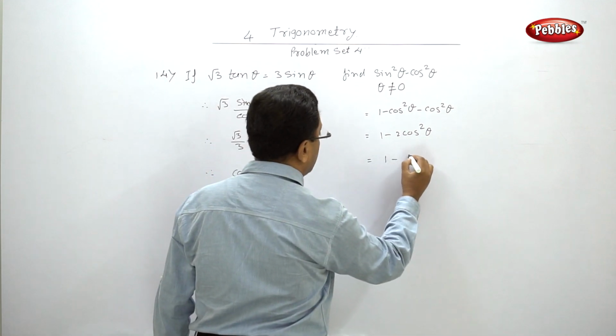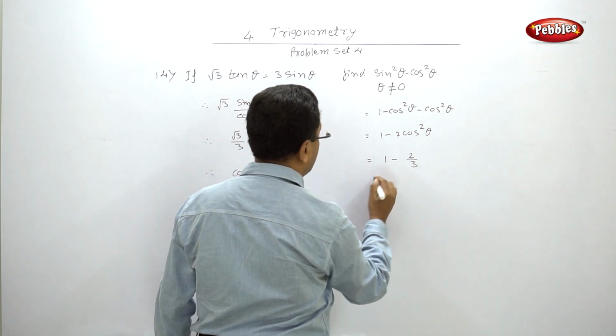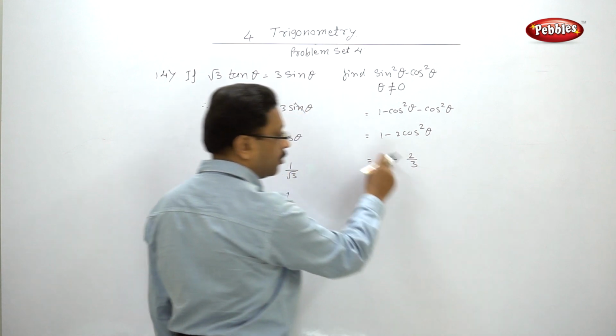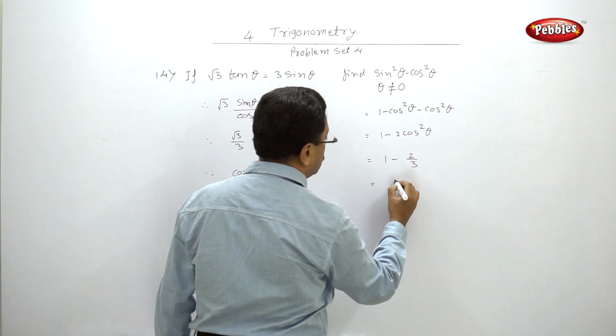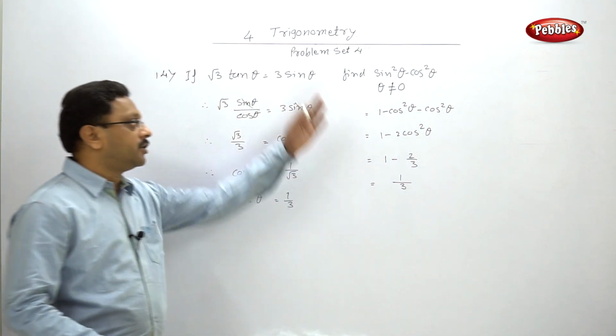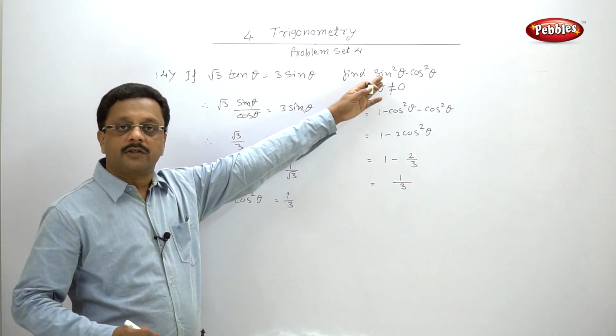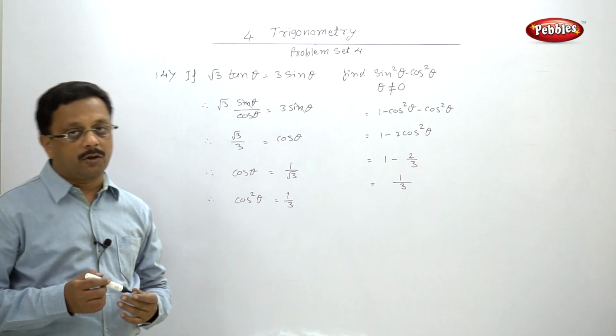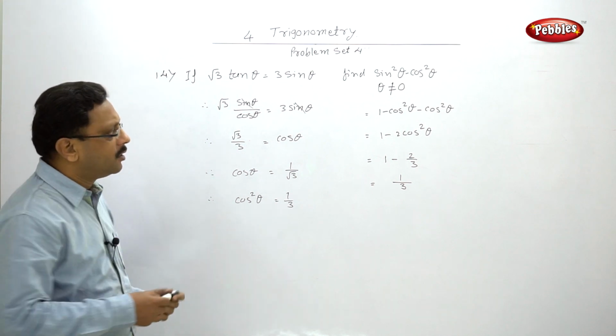So 1 minus 2 upon 3. So we cross multiply. So 3 minus 2 is 1 upon 3. So this is the value of sin square theta minus cos square theta. This example was very easy.